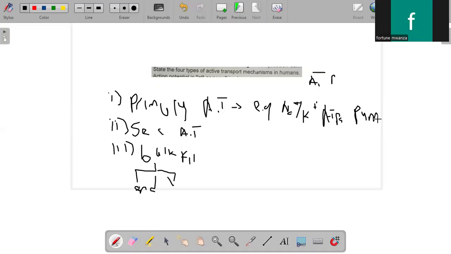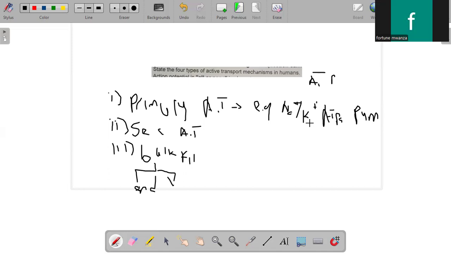Here, what this one will be doing is taking 3 sodium outside the cell, then getting 2 potassium inside the cell. So that's under primary active transport.